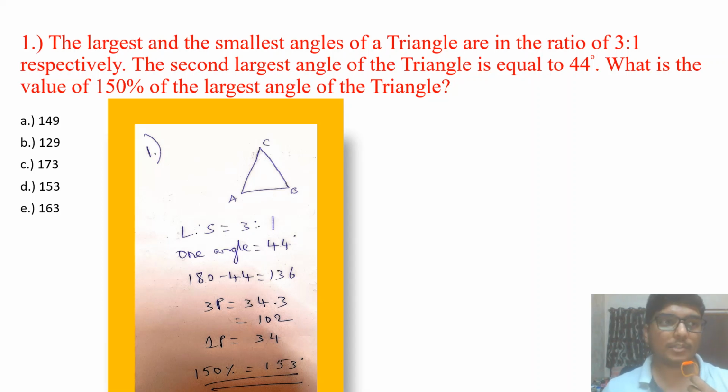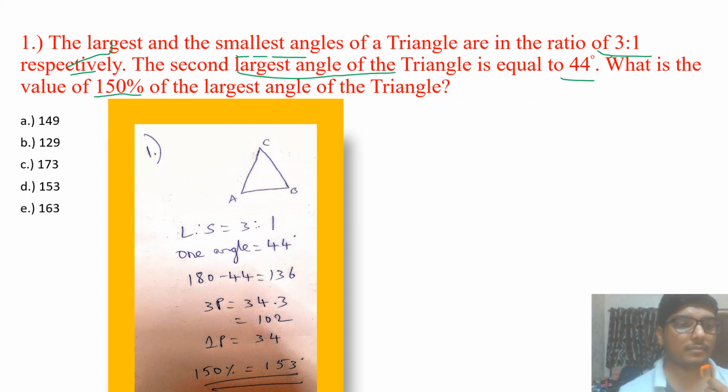In this video, we are going to learn some important aptitude problems and solutions. Let's get started. The first question is, the largest and smallest angles of a triangle are in the ratio of 3 to 1 respectively. The second largest angle of the triangle is equal to 44 degrees. What is the value of 150 percent of the largest angle of the triangle?